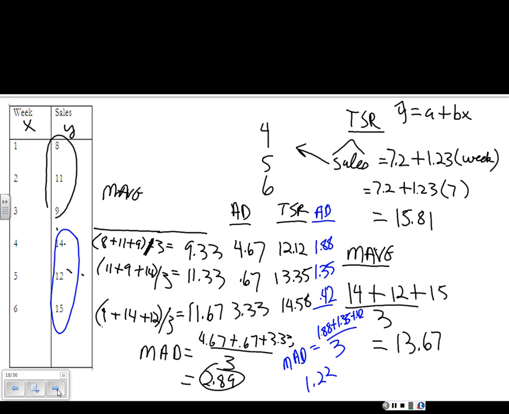1.22. So you want to be off by as little as possible, and the 1.22 is less than the 2.89. So that means you should use the time series regression forecast. So the forecast that you should use is this 15.81. It would have been better had we been using it in the past.